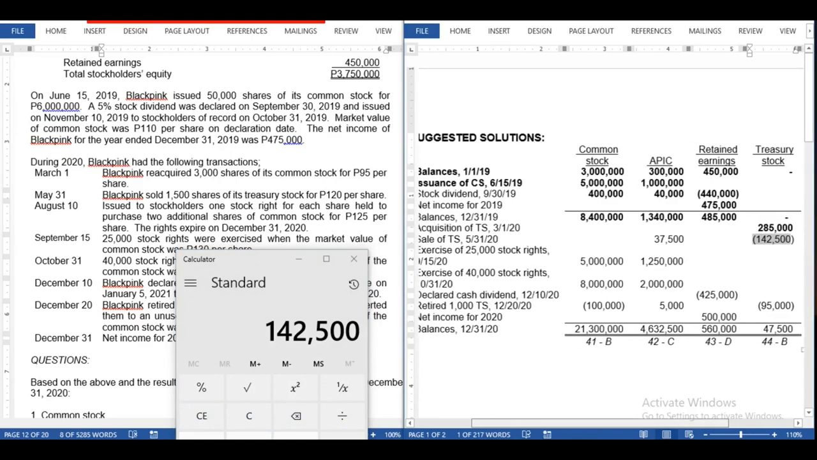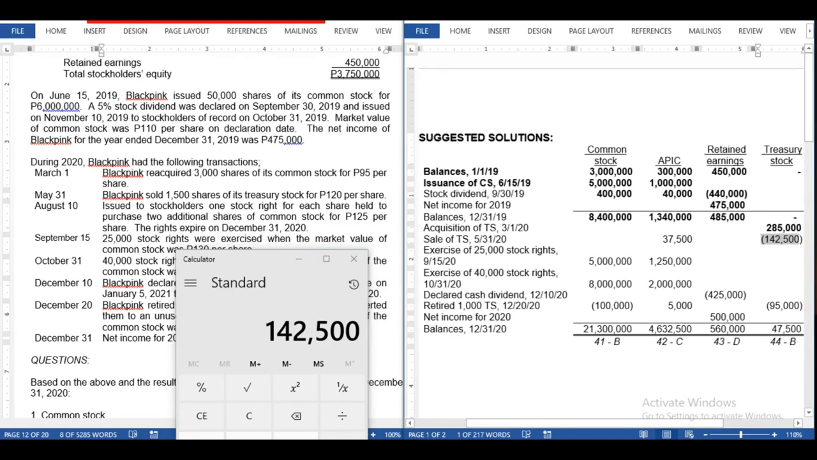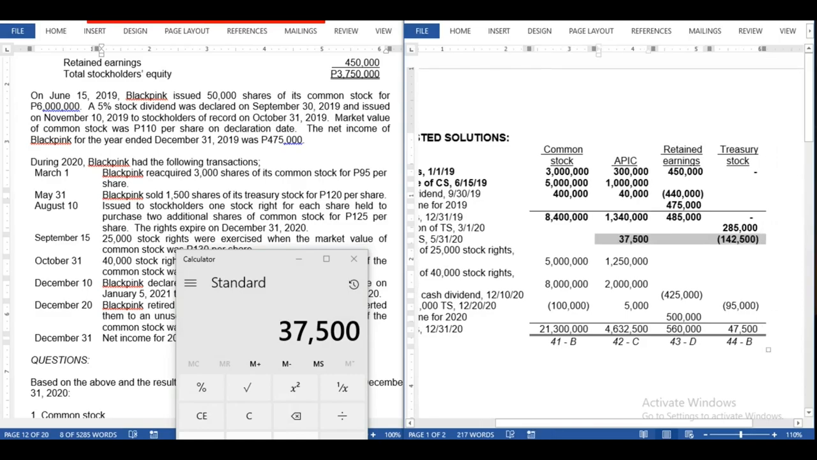142,500. Okay. And then, syempre, 142,500, pero, yung shares were sold above the cost. So above cost, di ba, 120 yung price, and then the cost is 95, so meron sa excess na 25. So this excess will be attributable to additional paid-in capital or yung share premium treasury. 25 times 1.5, this will be share premium treasury na 37,500. Okay.